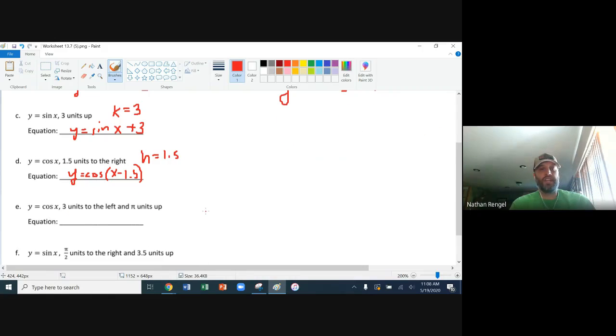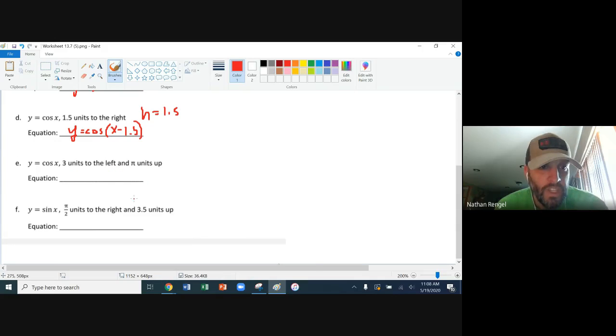And now we're going to put both together for E and F. Since I have a left phase shift, up means my k value, so I'm going to have an h of negative 3, a k of pi. Putting all things together, we're dealing with a cosine here. Not so concerned about that, but we might as well just use it because that's what we want. 3 units to the left means I'm going to have an x plus 3. And remember, anytime I'm using x, if you wanted to use theta, same thing will happen. And pi units up means I'm going plus pi on my y-axis.